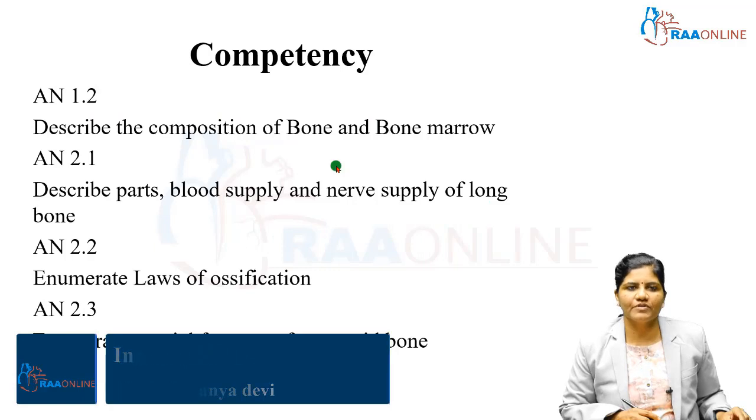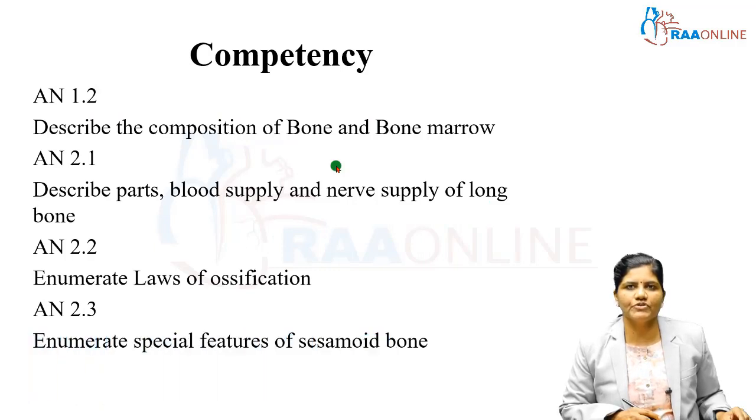The competency of the topic is to describe the composition of bone and bone marrow, describe the parts, blood supply and nerve supply of long bone, enumerate the law of ossification and enumerate the special features of sesamoid bone.